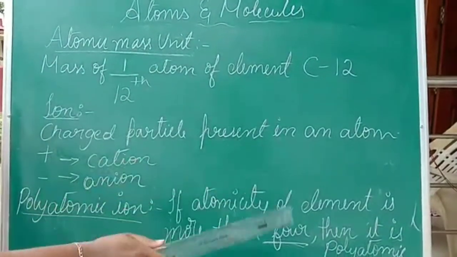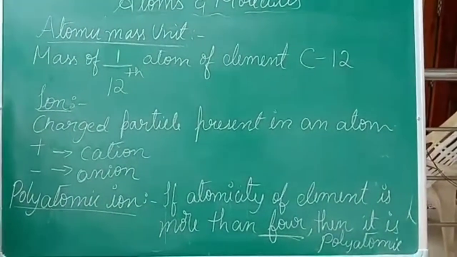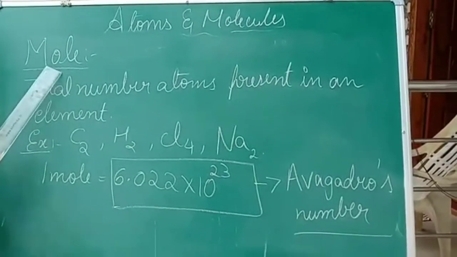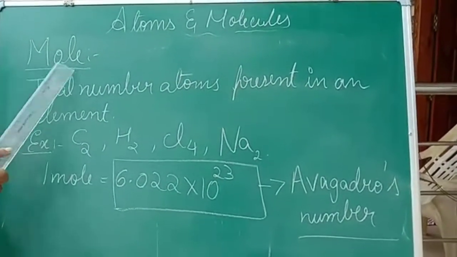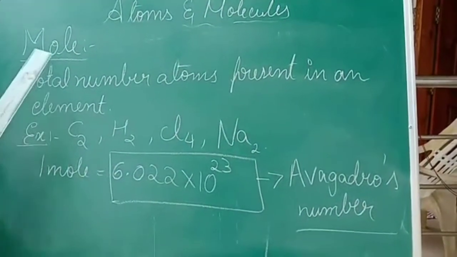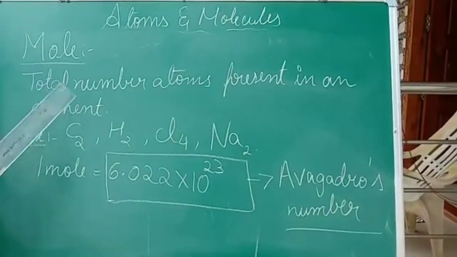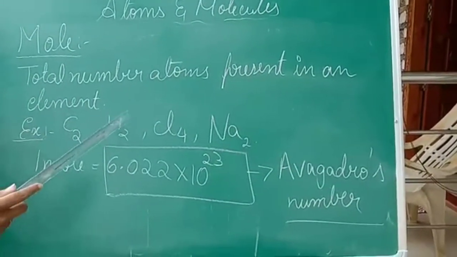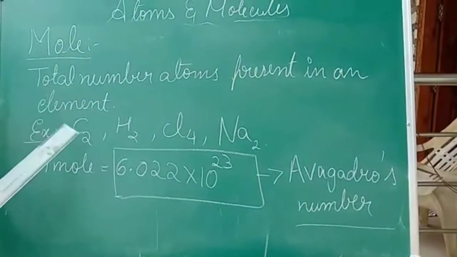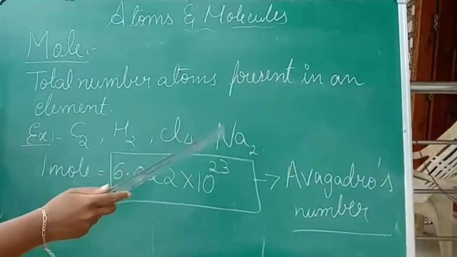So these are the concepts of atomic mass unit, ion, as well as polyatomic ion. The last concept of the chapter is mole. This is a new word for you, so listen properly. Mole means the total number of atoms present in an element. I repeat, mole means the total number of atoms present in an element. Elements are carbon, hydrogen, chlorine, sodium. These are examples of elements. Along with the elements, whatever numbers are there, those are the moles of that particular element.